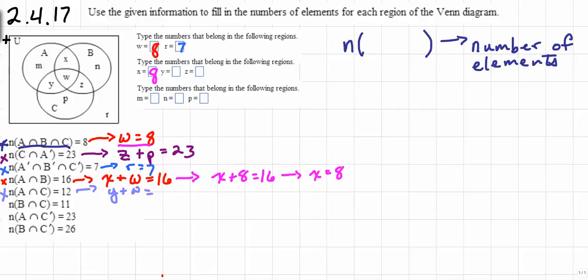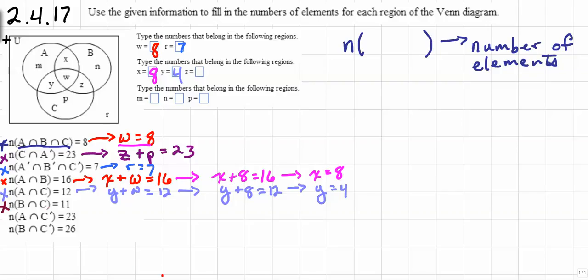And notice that that is equal to 12. But we already know what W is, and that's going to be 8. So Y plus 8 is equal to 12. And therefore, Y is going to be equal to 4. So we go ahead and assign 4 right here. Let's go to the next set, which is going to be the number for B intersect C.